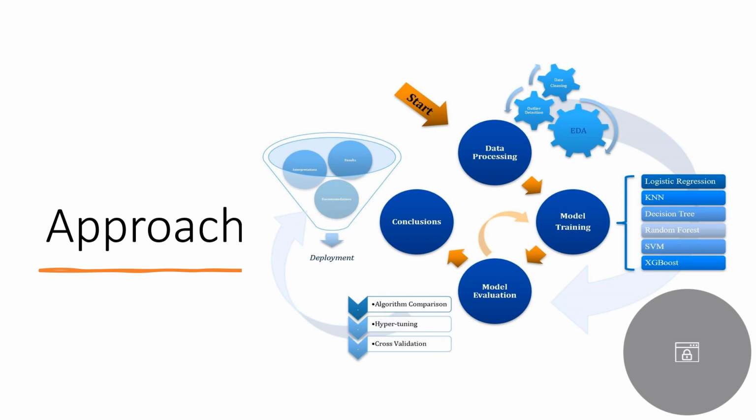This is my approach to the project. I have done 4 steps: data processing, model training, model evaluation, and then conclusion. In data processing, I will be addressing the outliers, cleaning the data, and doing exploratory data analysis. In model training, we have logistic regression, KNN, decision tree, random forest, SVM, and XGBoost models. Then the models will be compared by algorithm comparison, then hyperparameter tuning, then cross validation, and then we'll get into the conclusions.